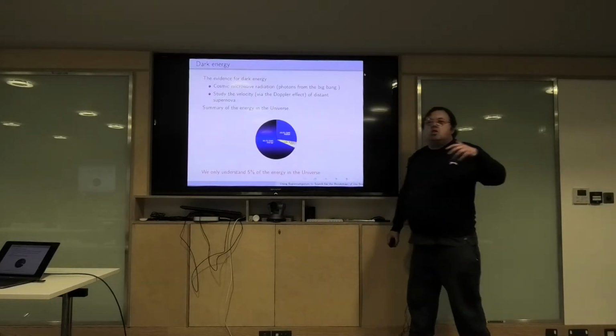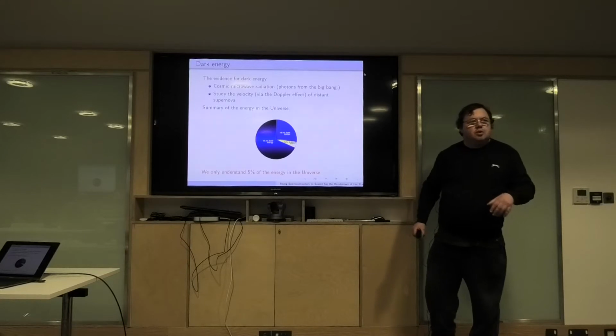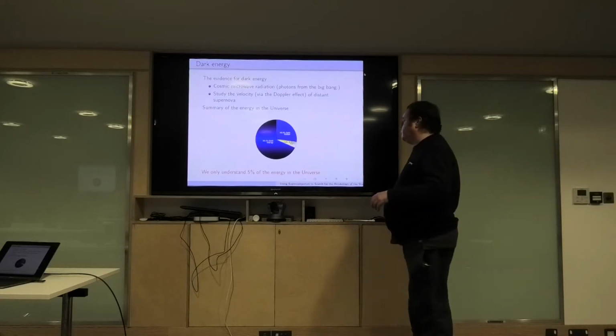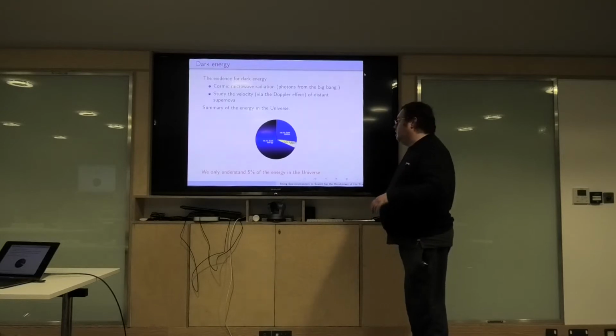It used to be called the cosmological constant. We don't really know what it is. Even the fact it's called dark energy is sort of a bad thing. So the bottom line is we only understand 5% of the energy in the universe.